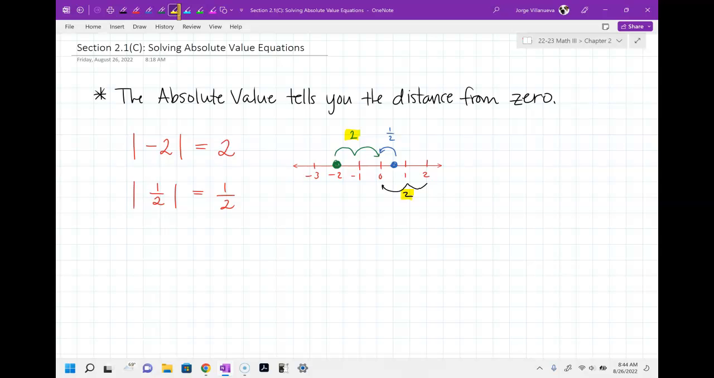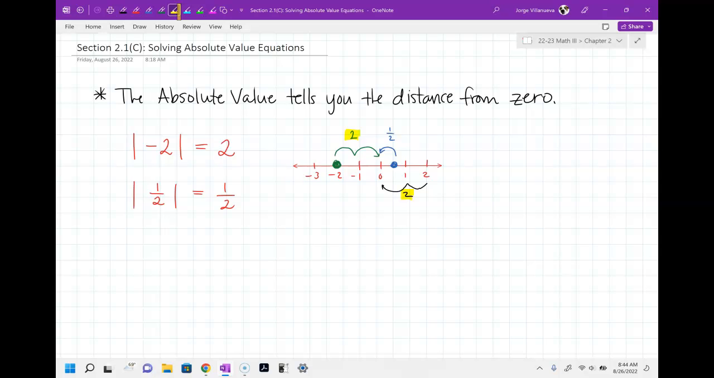Okay? If they say what's the absolute value of 0, well, that's 0, because how far is 0 away from itself? 0, there's no distance. And it's not plus or minus 0, it's just 0.